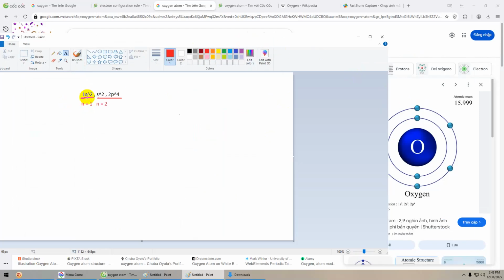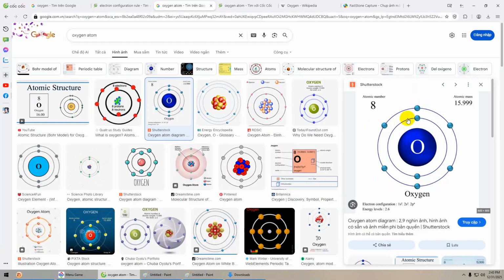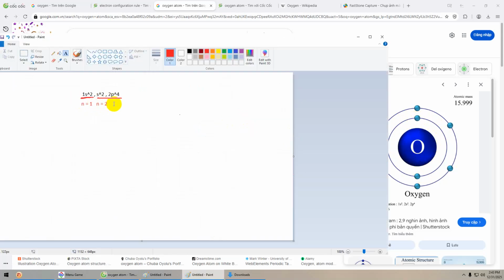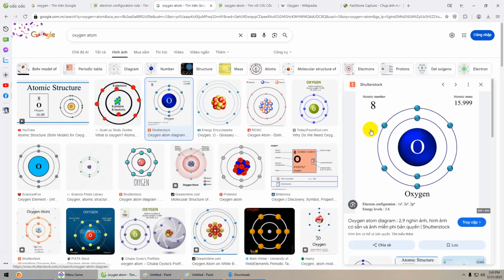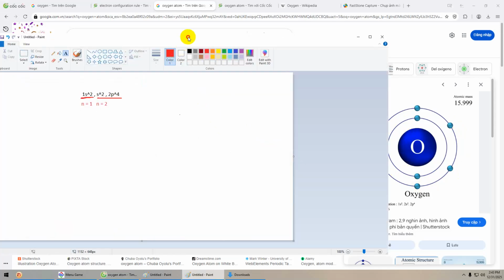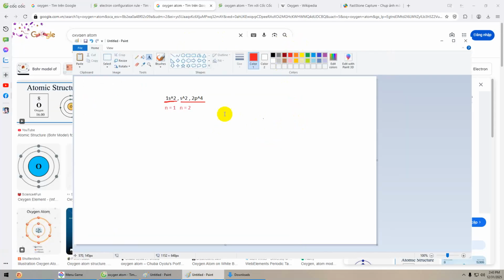And let's look at this oxygen atom again. Now 1s2 has 2 electrons. This is where n equal to 1, which is the inside orbit I talked about before. So the number of electrons is 2. For n equal to 2, the number of electrons is 4 plus 2, which is 6, which is exactly what we got: 2, 6. So that's pretty cool. So we got the number for the oxygen atom.